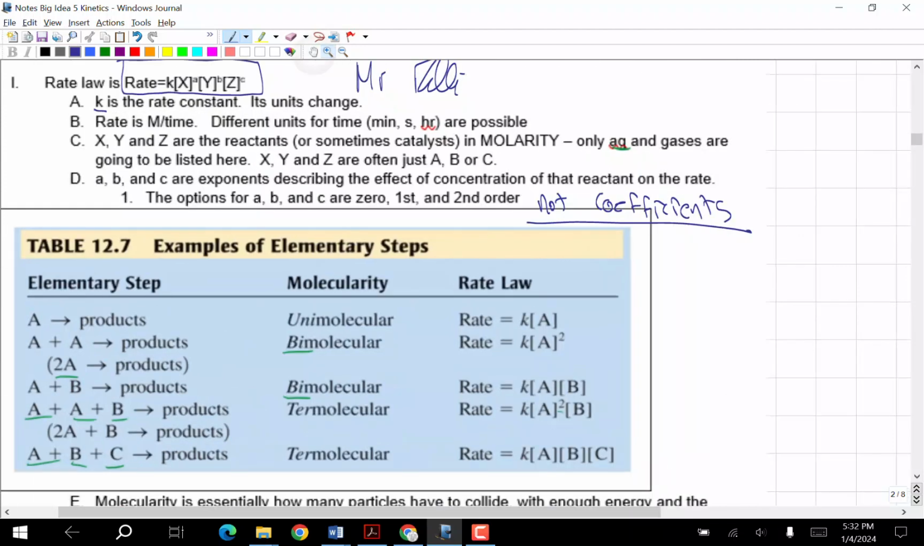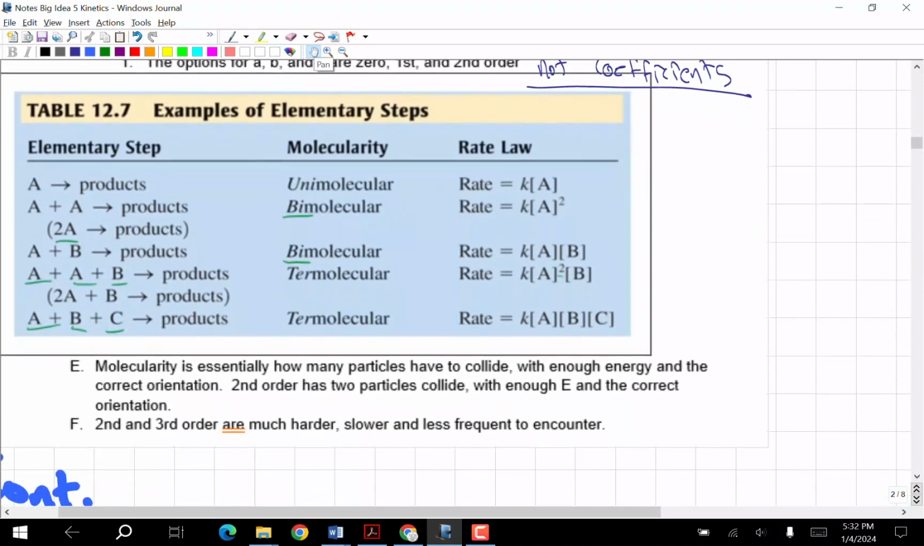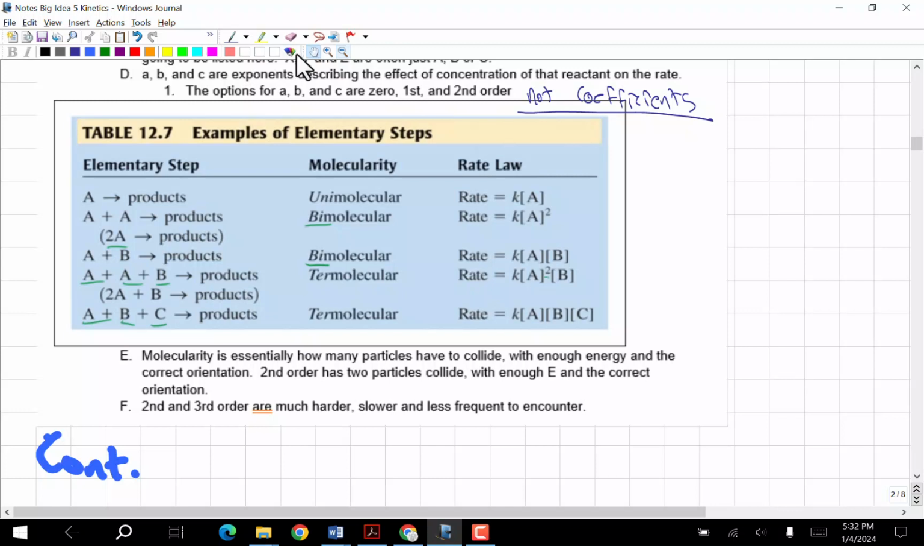Okay, so let's take a look. If I have A yields products, that's going to be unimolecular. That means one thing is just going to hit. So rate equals k[A] to the first. A plus A yields products, that's bimolecular. It takes two specifically A's to do that. A plus B yields products, that's bimolecular. It takes two molecules to hit.